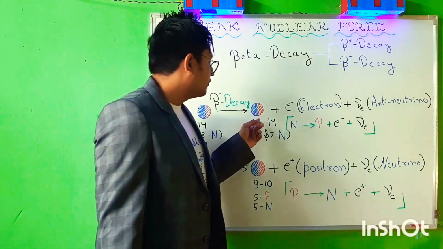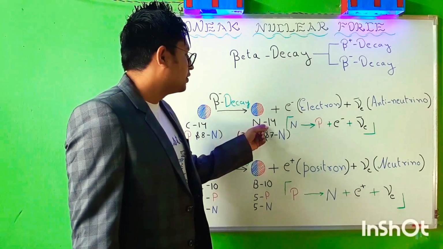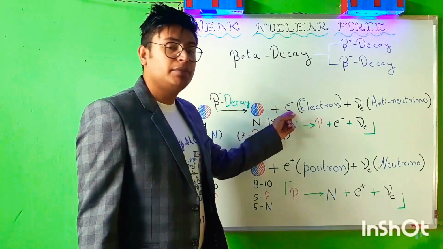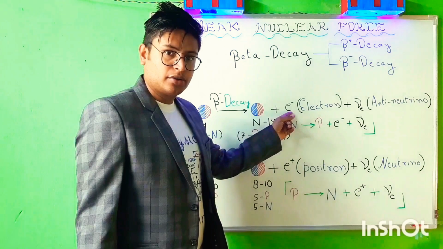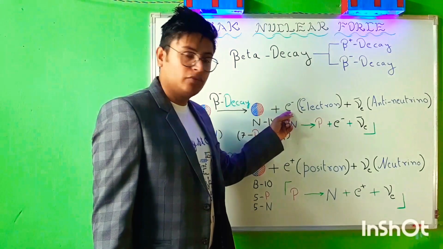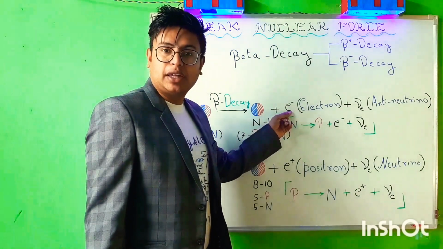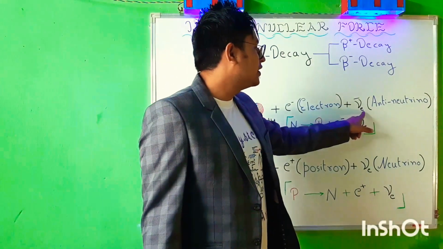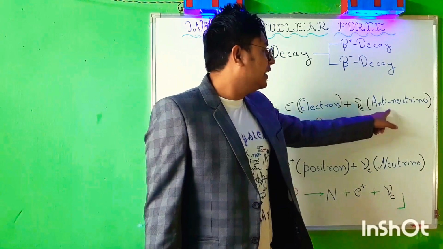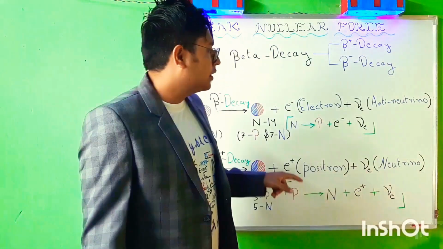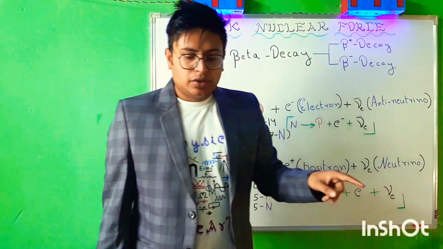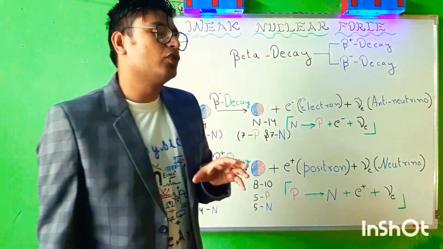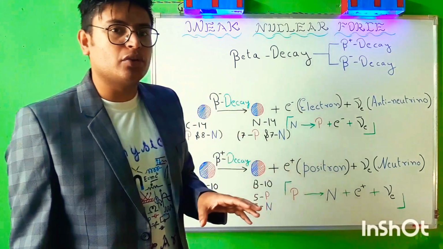We have the daughter nucleus, the nitrogen atom, and then we have the emission of an electron, which is your beta minus particle, and then we have one more particle called an antineutrino. The reason why we call it anti is that there is something known as a neutrino and an antineutrino.